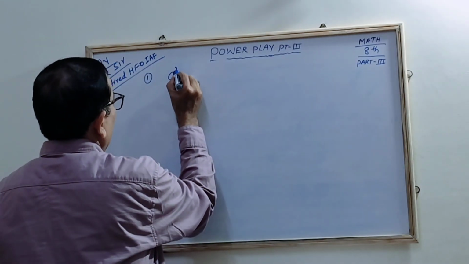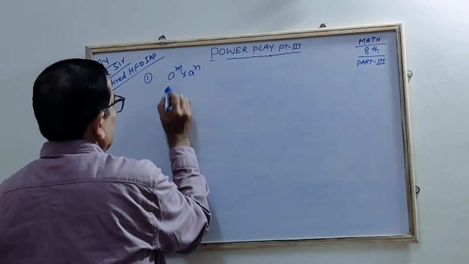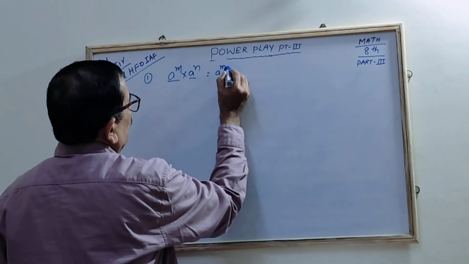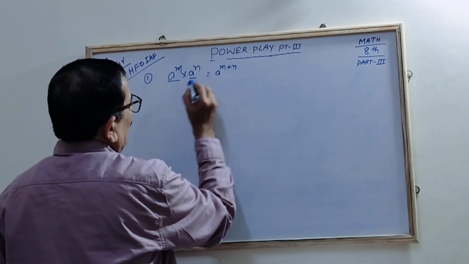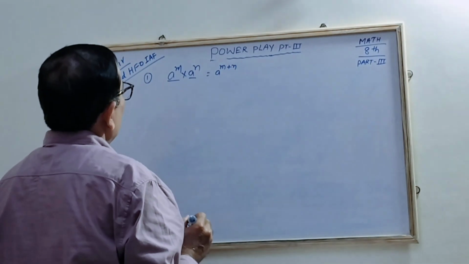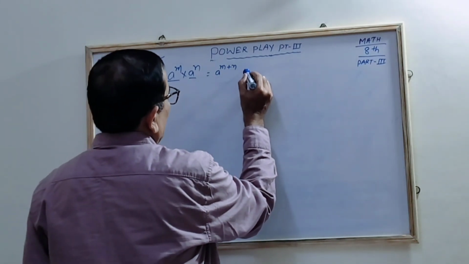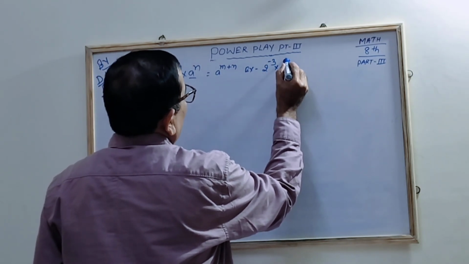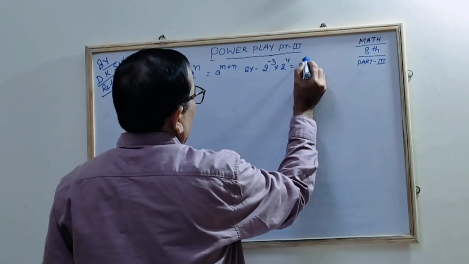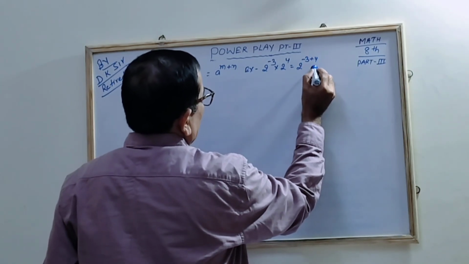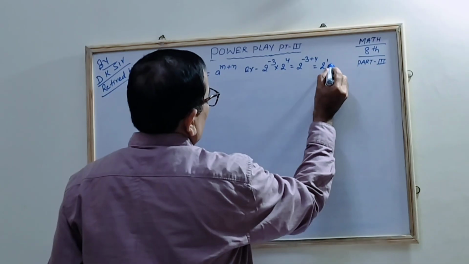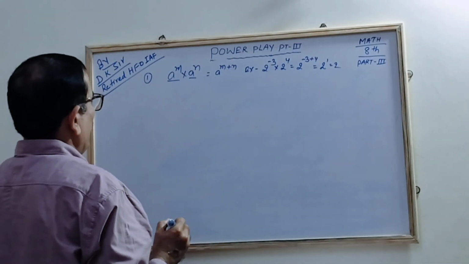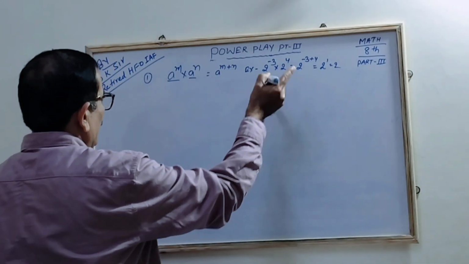If a to the power m into a to the power n, meaning if the base is equal and the power is different, then you should do a to the power m plus n, correct? The powers are going to be joined; you are going to add the powers. For example, 2 to the power minus 3 into 2 to the power 4. You can write 2 to the power minus 3 plus 4, which becomes 2 to the power 1, which is equal to 2. You understood that? So you are going to add it. When a to the power m into a to the power n is there, the power will be added, correct?